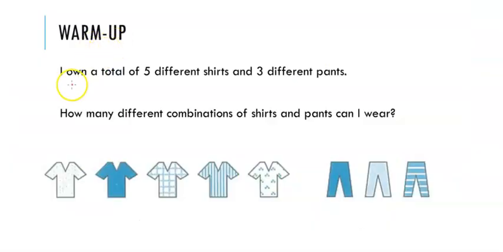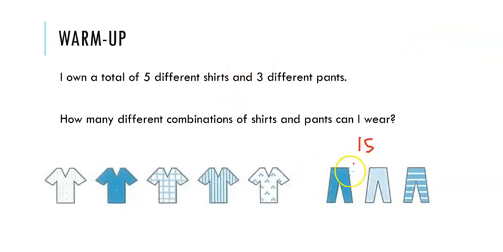And we have our warm-up question here. It says, I own a total of 5 different shirts and 3 different pants. Don't know if you guys noticed this. How many different combinations of shirts and pants can I wear? So how many different combinations of clothes can I wear? I promise you I own more than 5 shirts and more than 3 pants. So I was just joking. But yeah, what's the answer? If you said 15, you are indeed correct. The answer is 15. And let's talk about why that is.